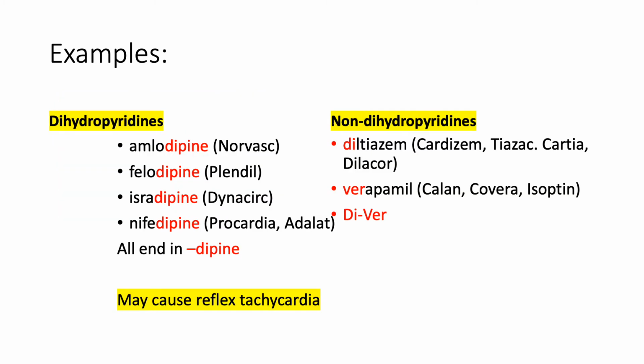Now for calcium channel blockers, you need to know the non-dihydropyridines versus the dihydropyridines. Now I have on the bottom here that the dihydropyridines may cause reflex tachycardia, and what that means is when the blood pressure goes down, the heart rate will go up.